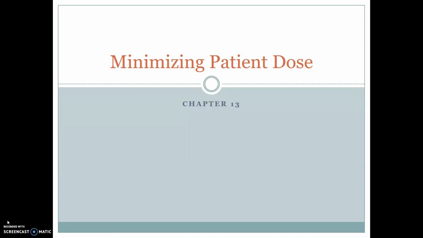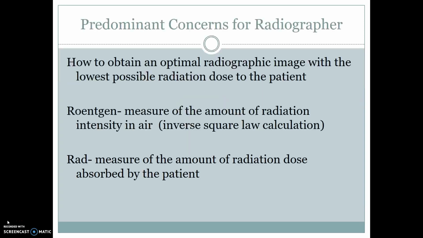Today's lecture will cover methods to minimize patient dose. The predominant concerns for a radiographer include how to obtain an optimal radiographic image with the lowest possible radiation dose to the patient. The Röntgen is a measure of the amount of radiation intensity in air based on the inverse square law calculation. Rad is a measure of the amount of radiation dose that is absorbed by the patient.